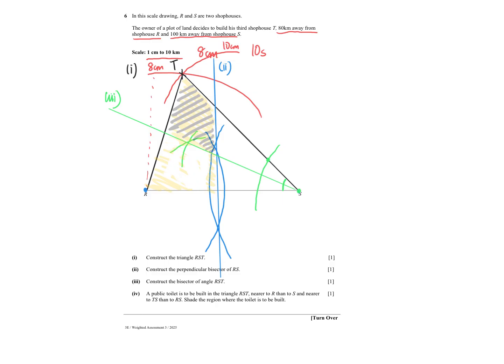I want the overlap that fulfills both criteria. So they say, can you shade the region where the toilet needs to be built with this one? That's all.